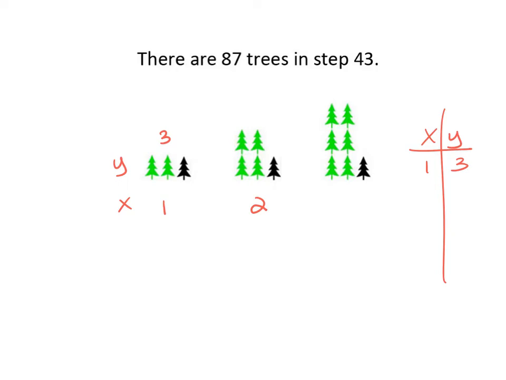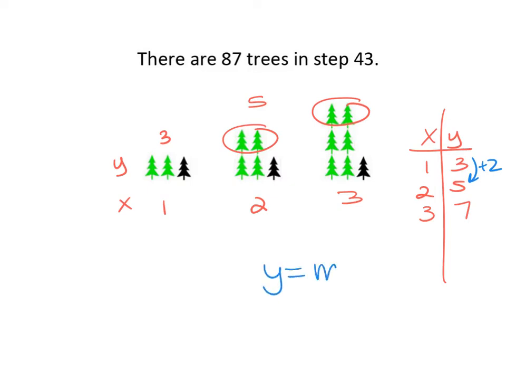Sorry, 2 more was added. So now there's 5. Let me draw it the right way. There we go. And then here on stage 3, we have 2 more that were added. So now there are 7. So when we look at the pattern, we see that we are adding 2 each time.